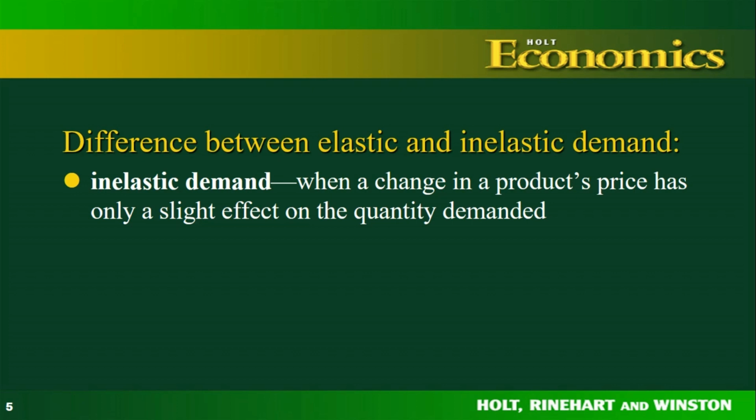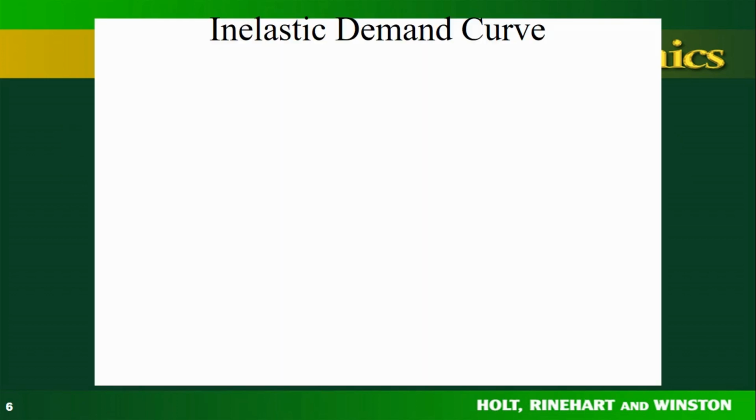Inelastic demand is for products that are really cheap or that you must have, like gas. So if the price of gas goes up, we're still going to buy it. If it goes down, we're not going to all of a sudden start driving 1,000,000 miles a year. We're going to drive about the same no matter what the gas price is. So here's what an inelastic demand curve looks like.